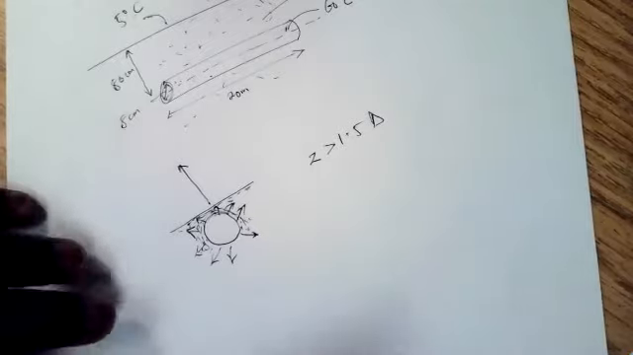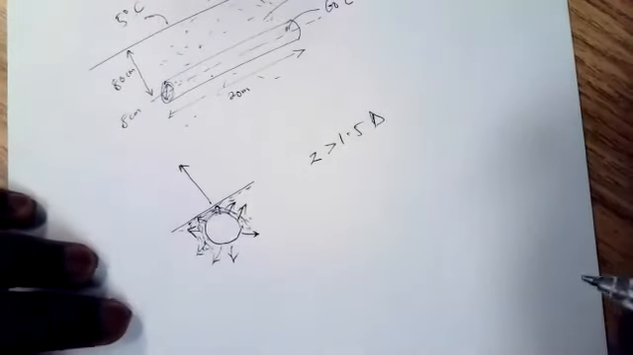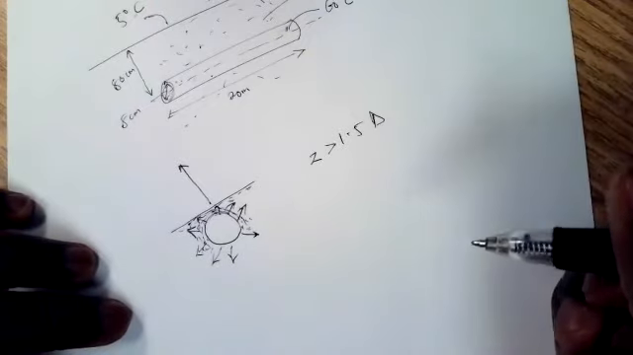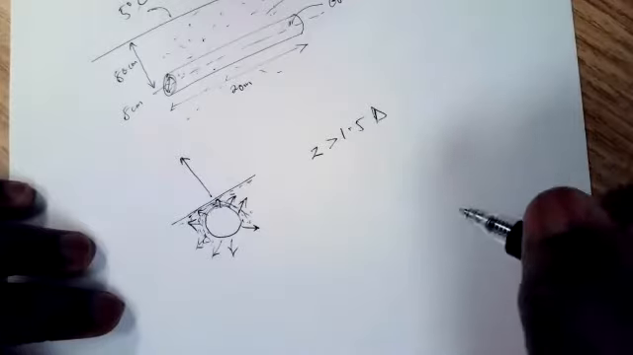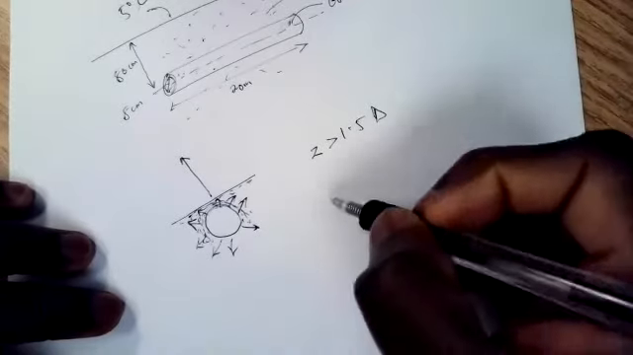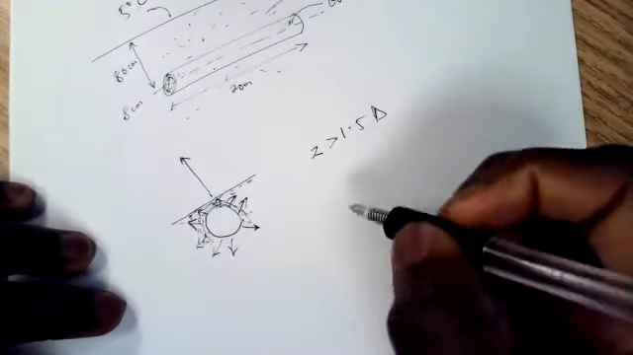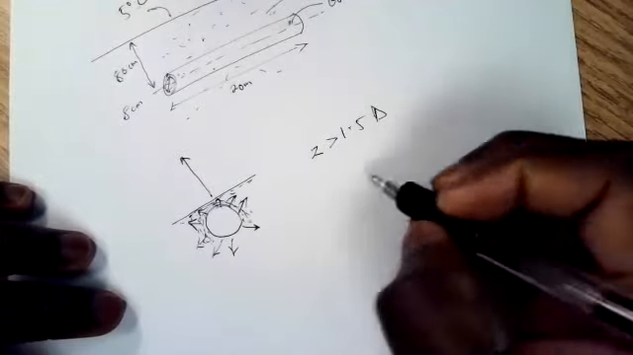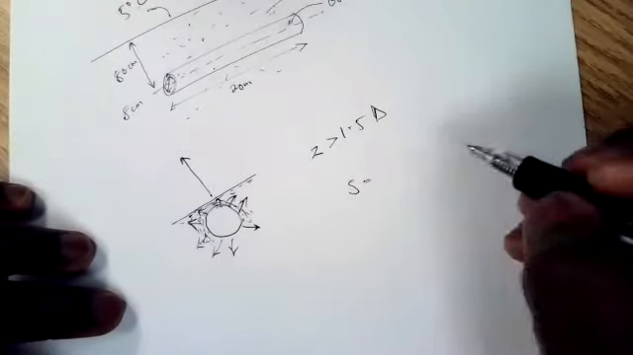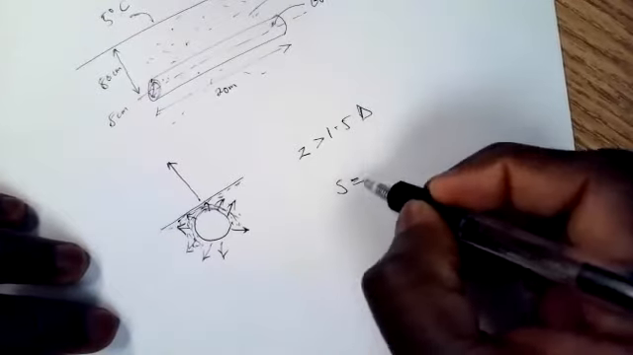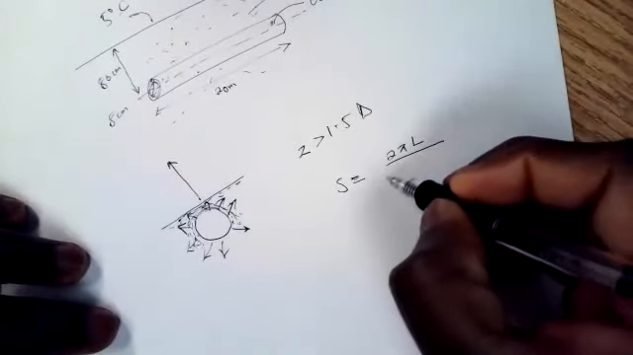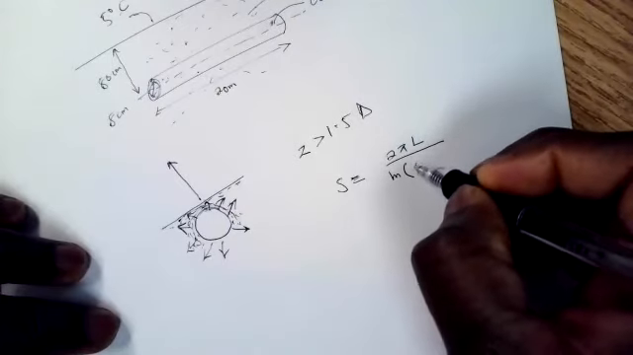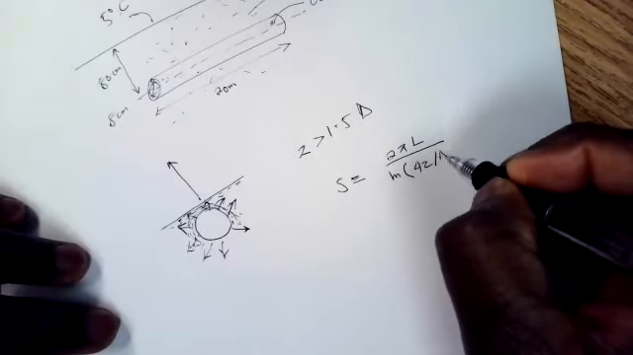So from your textbook, I think it's table 3.7. Can you confirm that for me if you have the textbook? Because I'm not sure if I'm using the older version. You have an expression for the shape factor, which is S equals 2 pi L over the natural log of 4Z divided by D.